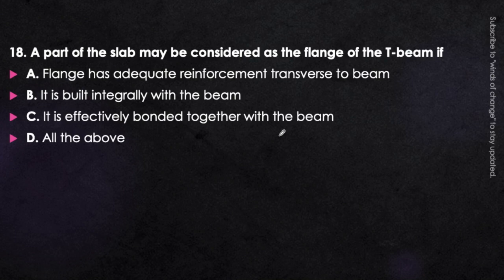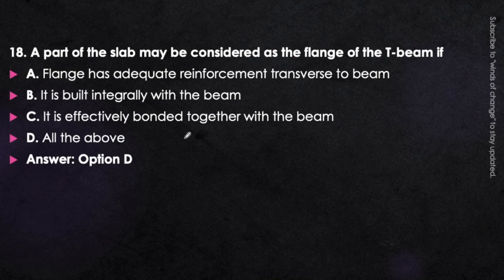Next question. A part of the slab may be considered as a flange of T-beam if the flange has adequate reinforcement transverse to beam, it is built integrally with the beam, it is effectively bonded together with the beam, or all of the above. Just think about it. Here we are talking about the slab. There is a part of the slab that may be considered as a flange of the T-beam. What must be the condition? The answer will be all of these. Okay, first of all, the flange should have adequate reinforcement transverse to the beam, and it is built integrally with the beam, and it is effectively bonded together with the beam.